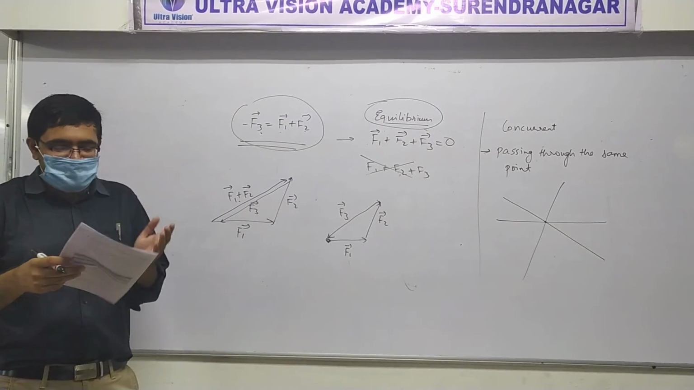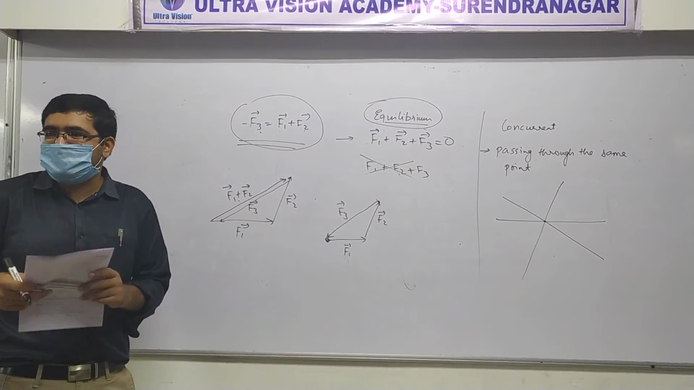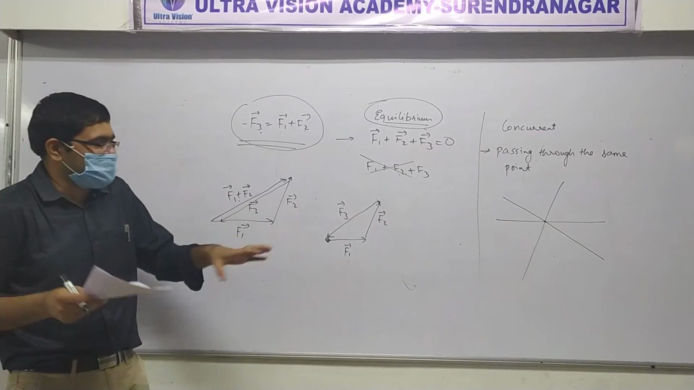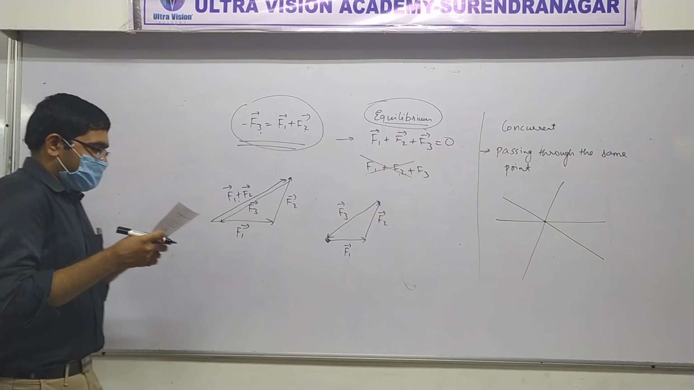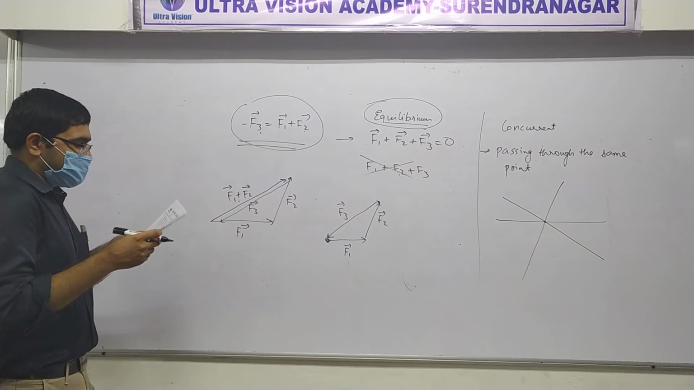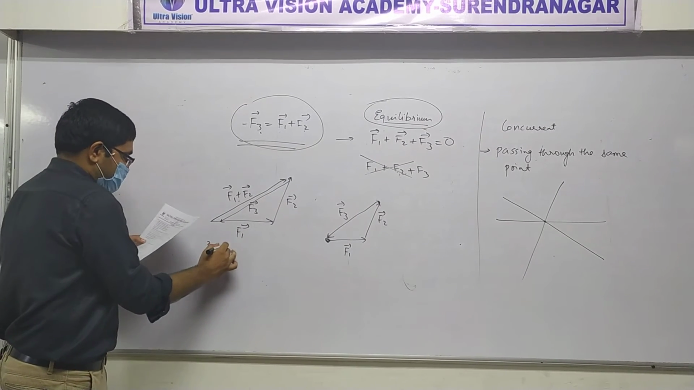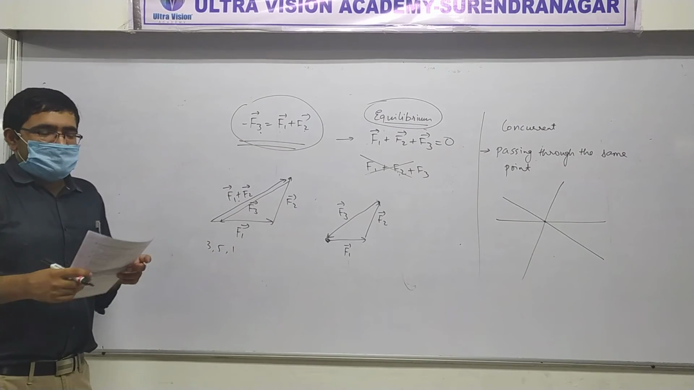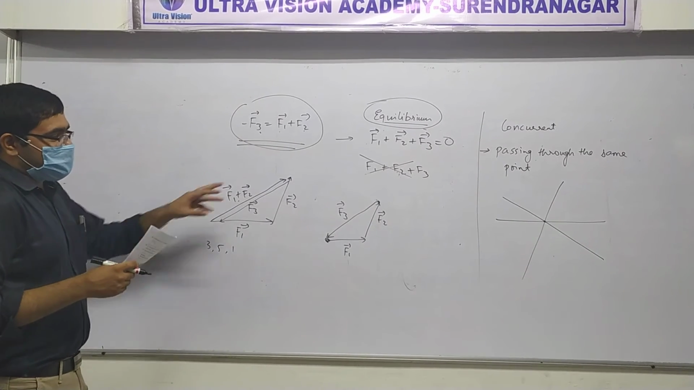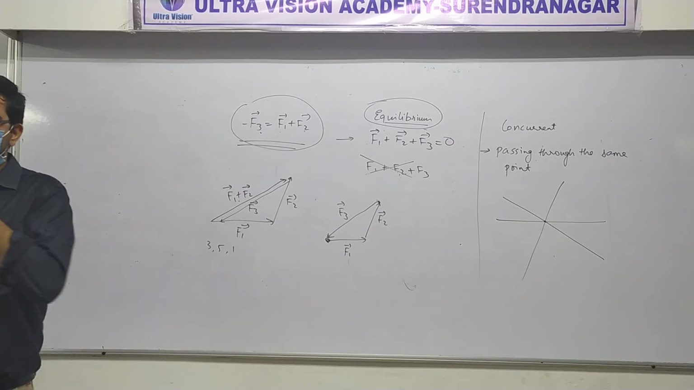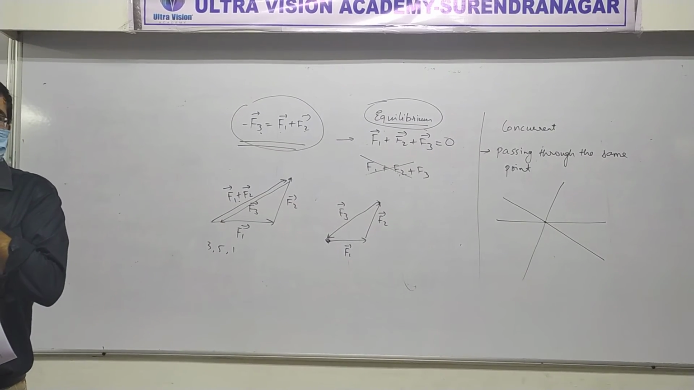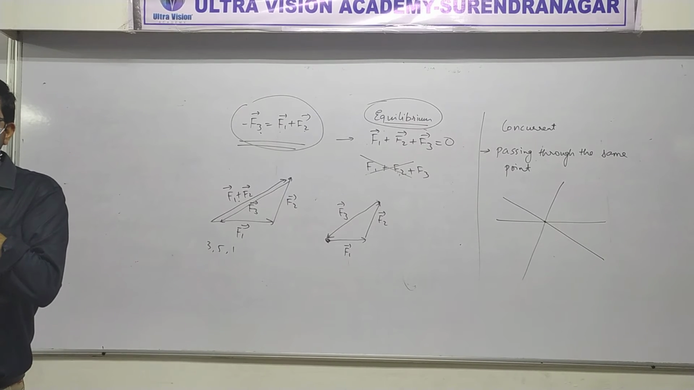Okay, now the magnitudes are given in the options. So you have to say which is possible and which is not possible to draw like this. Let's take the first one. Okay, what's that? 3, 5 and 1. Now you know when three sides make a triangle, there is a condition for those. Are you aware of that?